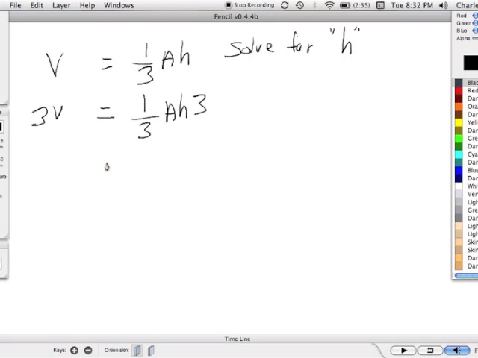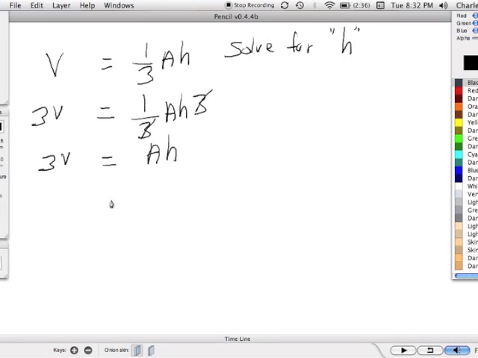When we multiply the right-hand side by 3, the 3 that we multiply by cancels out the 3 that's dividing into, or the 3 in the denominator. And so we're left over here with an AH. On the left-hand side, we'll bring down the 3V. Now, on the right-hand side, we have an A being multiplied by H.